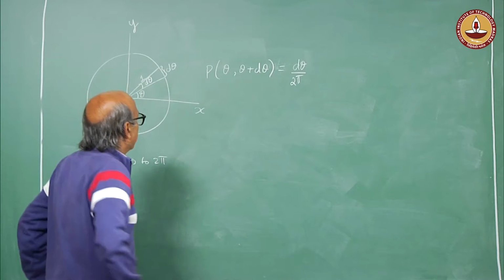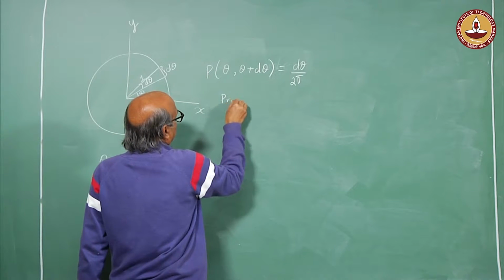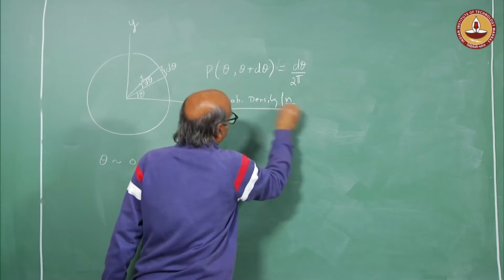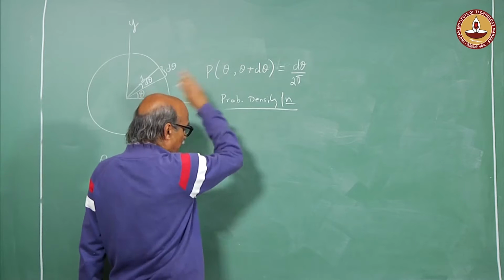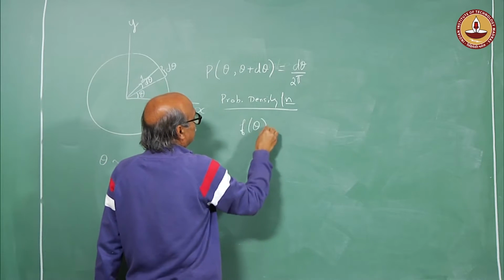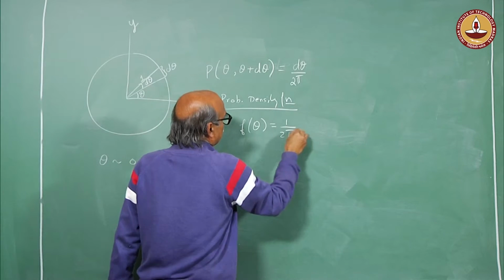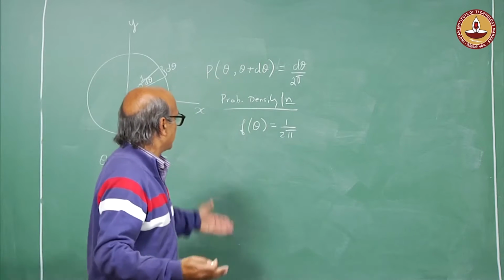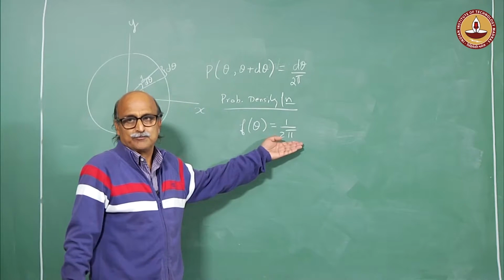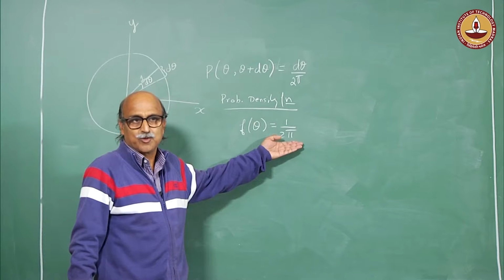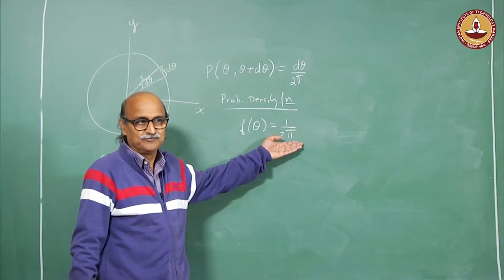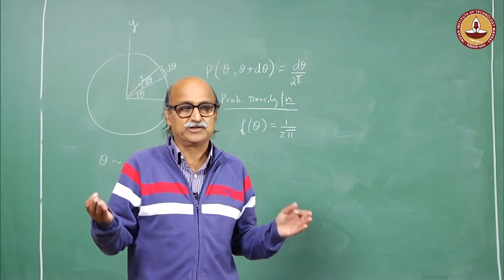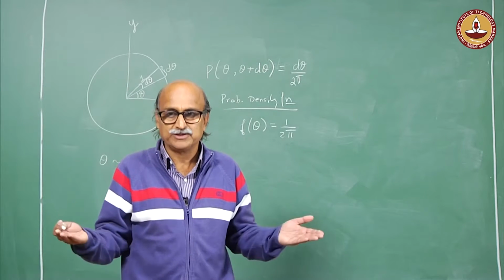which means now we can define the probability density function for these random orientations in 2-dimensional space as simply f theta is equal to 1 upon 2 pi, where theta varies from 0 to 2 pi. What kind of a function is this? What kind of a probability distribution is this, where the density function is a constant? It is a uniform probability distribution.